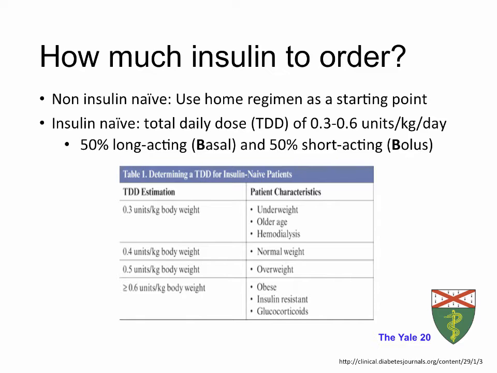So underweight, older age, patients on dialysis, etc. And you can use a higher dose for patients that are obese, very insulin resistant, or patients on steroids. But typically, the 0.5 units per kilogram per day is a good starting point, as I mentioned earlier.